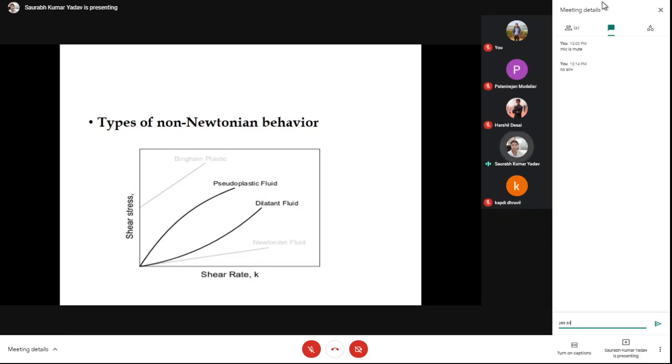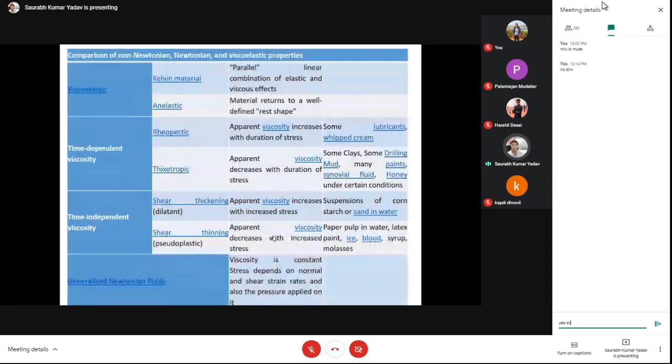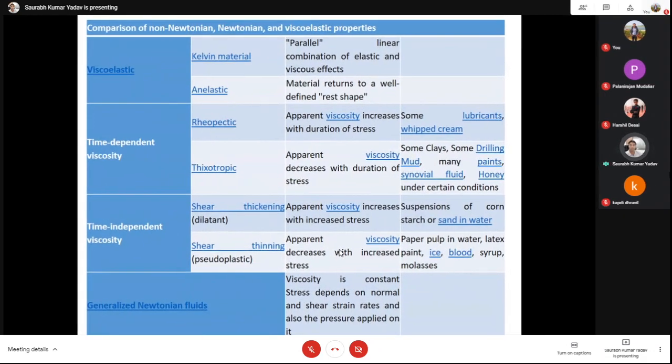I hope that you are getting everything clearly. So now come to the types of lubricant that we have discussed. Now come to some examples. Viscoelastic lubricants, on the basis of non-Newtonian behavior. Kelvin materials are examples of viscoelastic. Parallel linear combination, time dependent, rheopectic, thixotropic.